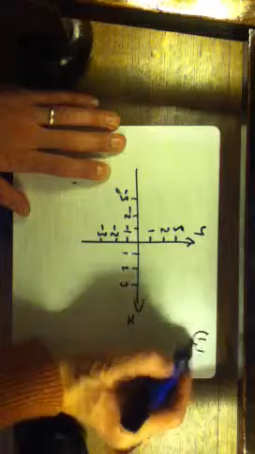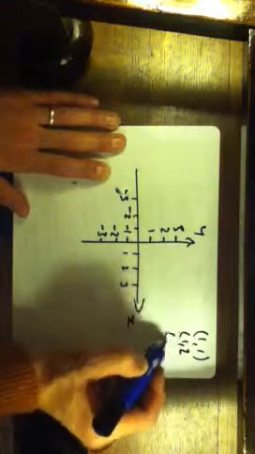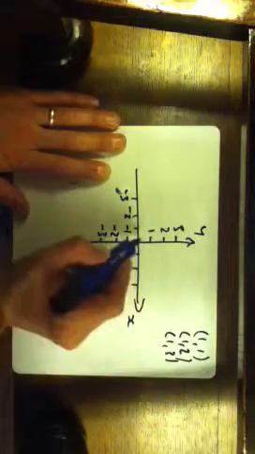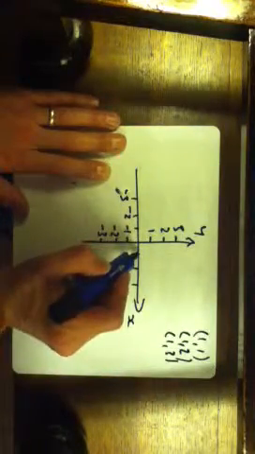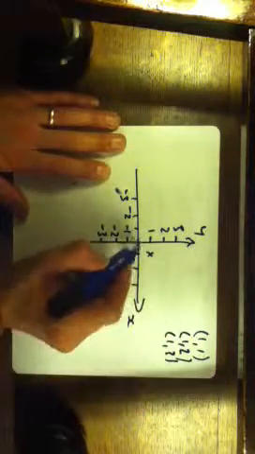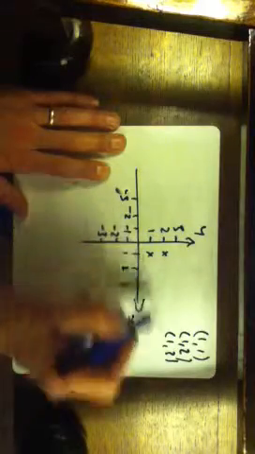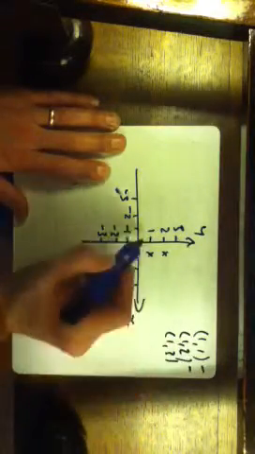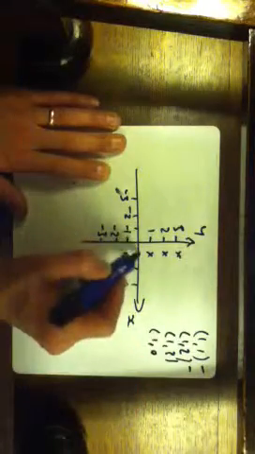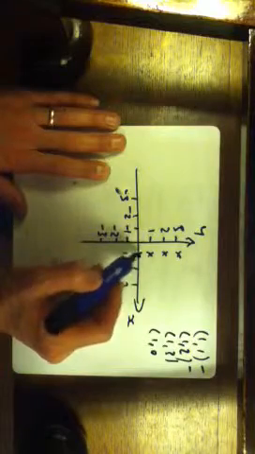If we look at the coordinates 1, 1, 1, 2, 1, 3, we're always putting the x-coordinate first, so we go 1 along the x-axis, 1 up the y-axis, we're here. We go 1 along the x-axis, 2 up the y-axis, 1 along the x-axis, 3 up the y-axis. We could also plot 1, 0, 1 along the x-axis, none up or down the y-axis.